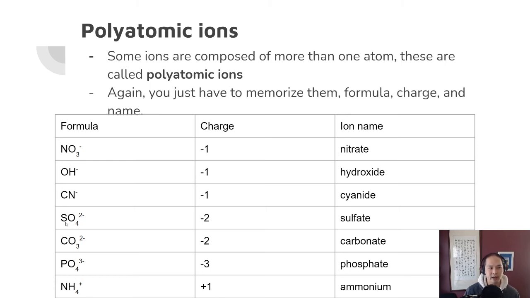SO4 2 minus, 1 S, 4 oxygens, has a charge of 2 minus. That's called sulfate. CO3 2 minus, -2 charge, is carbonate. PO4 3 minus, a -3 charge, is called phosphate. And the one cation, polyatomic ion you need to memorize is NH4 plus, which has a +1 charge, and that one is called ammonium. Okay, so these are the polyatomic ions that you need to memorize. Any questions about that?